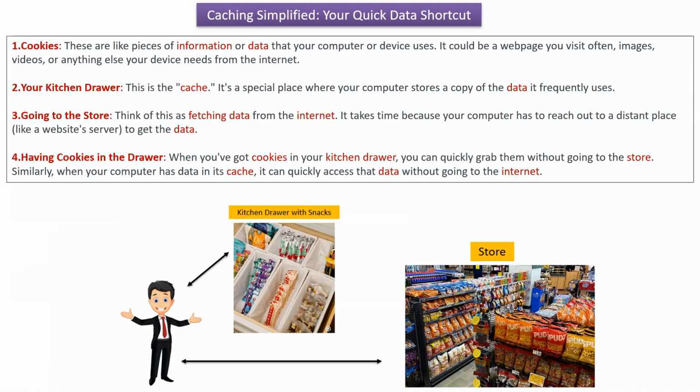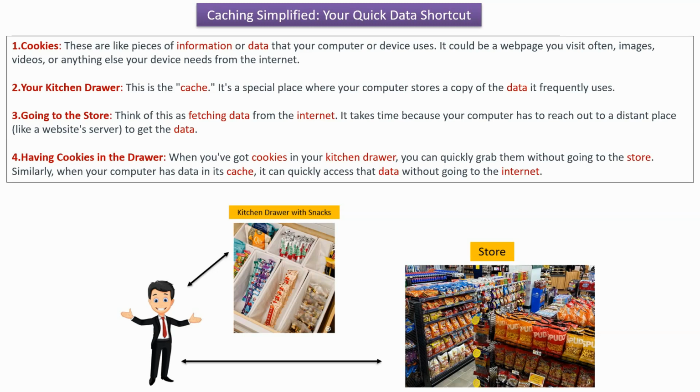Cookies. These are like pieces of information or data that your computer or device uses. It could be a web page you visit often, images, videos, or anything else your device needs from the internet. Your kitchen drawer. This is like hash. It is a special place where your computer stores a copy of data which it uses very frequently. Going to the store. Think of this as fetching data from the internet. It takes time because your computer has to reach out to a distant place like a website server to get the data.